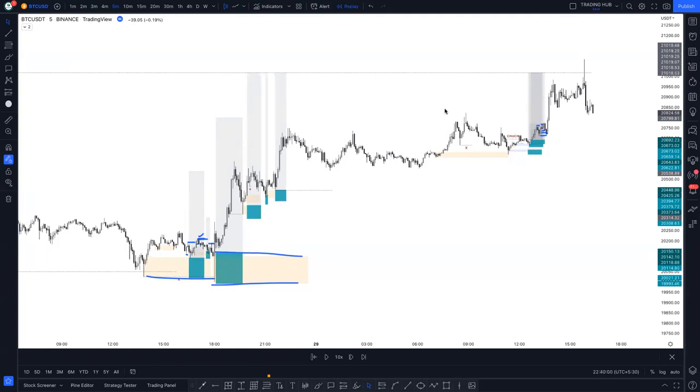Does fundamental analysis affect SMC? Actually, I don't know exactly how fundamentals work. If you know how fundamentals impact the market, then you can use them. But I don't know, so I don't want to mention anything here.